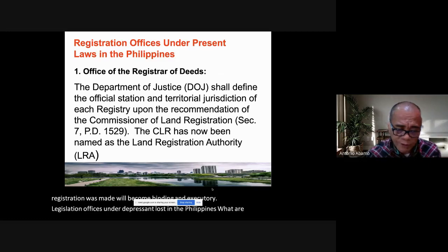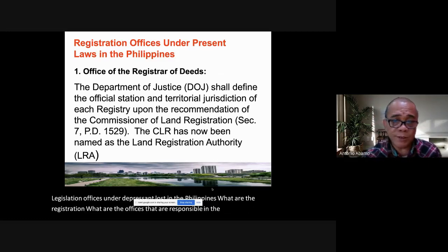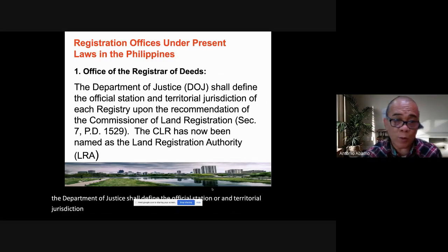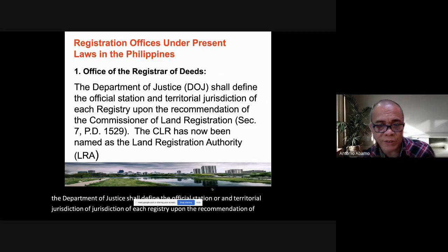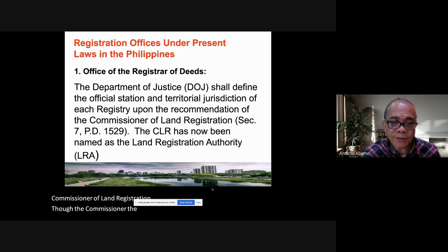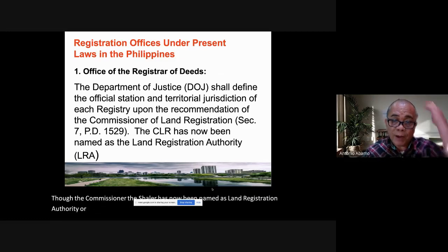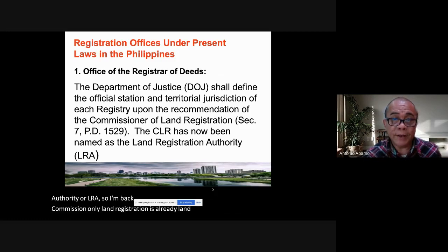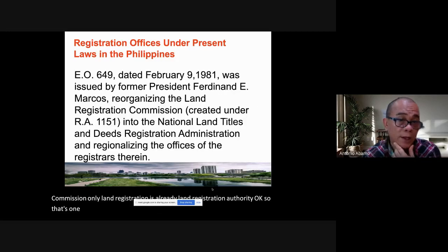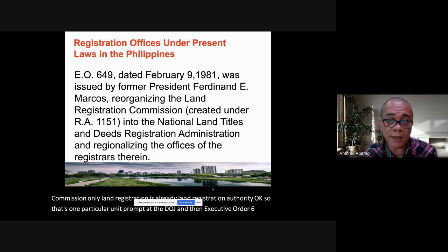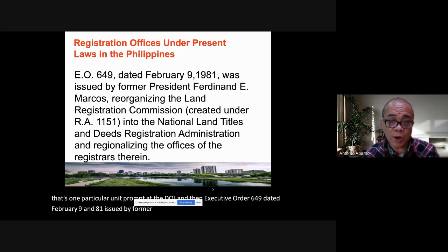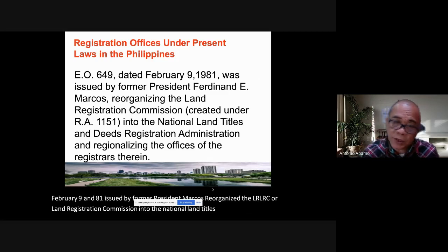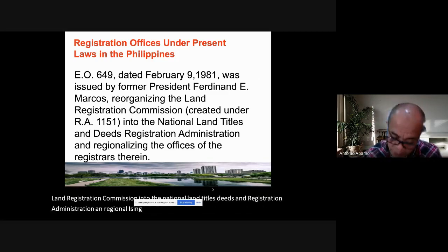Okay. Registration offices under the present laws in the Philippines. What are the offices that are responsible for registration? One is the Department of Justice, which shall define the official station and territorial jurisdiction of each registry upon the recommendation of the Commissioner of Land Registration. So the Commissioner of Land Registration has now been named the Land Registration Authority or LRA. Okay, so that's one particular unit at the DOJ, and then Executive Order 649 dated February 9, 1981, issued by former President Marcos, reorganized the Land Registration Commission into the National Land Titles, Deeds, and Registration Administration, and regionalized the offices of the Register of Deeds.